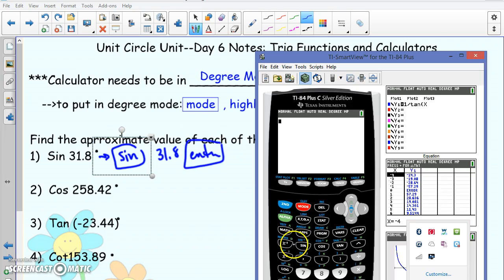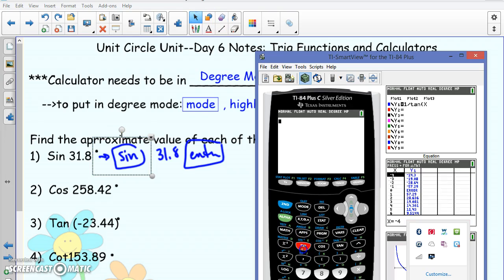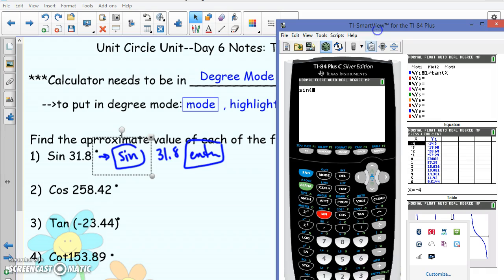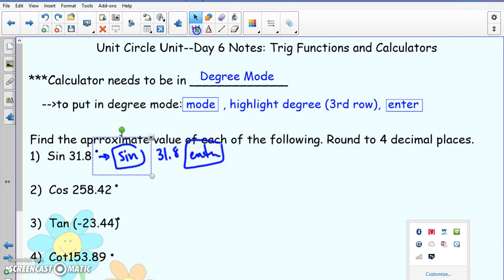We'll show you on the calculator. I hit the sine key, type in 31.8, and then hit enter, and we get a decimal answer of 0.5270. Because we look at the 5th number, since it's 5 or larger, we round up. So the answer is 0.5270.